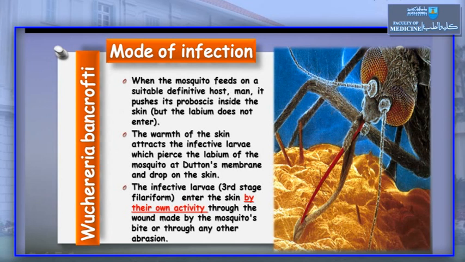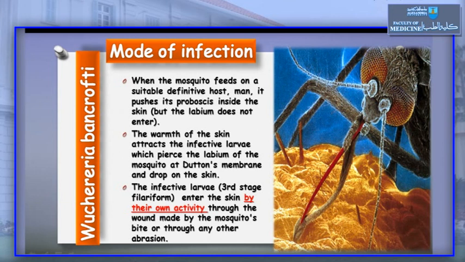When the mosquito feeds on the suitable definitive host, man, it pushes its proboscis inside the skin, as we see here in this photo, but the labium doesn't enter the skin. The warmth of the skin attracts the infective larvae, which pierce the labium of the mosquito at the Dutton's membrane and drop on the skin.